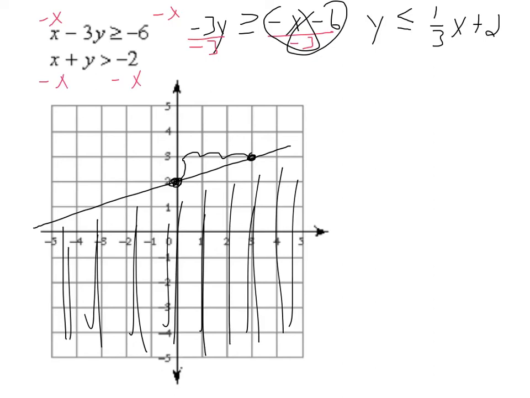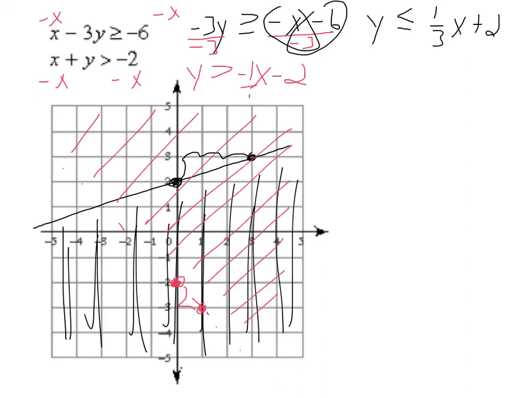Next one, I solve for y. And we have a y-intercept of negative 2. We have a slope of negative 1 over 1, so I go down 1 to the right 1. The inequality does not have a line under it, so it's dotted. The inequality is greater than, so I shade up. So you find your solution region in the overlapping area.